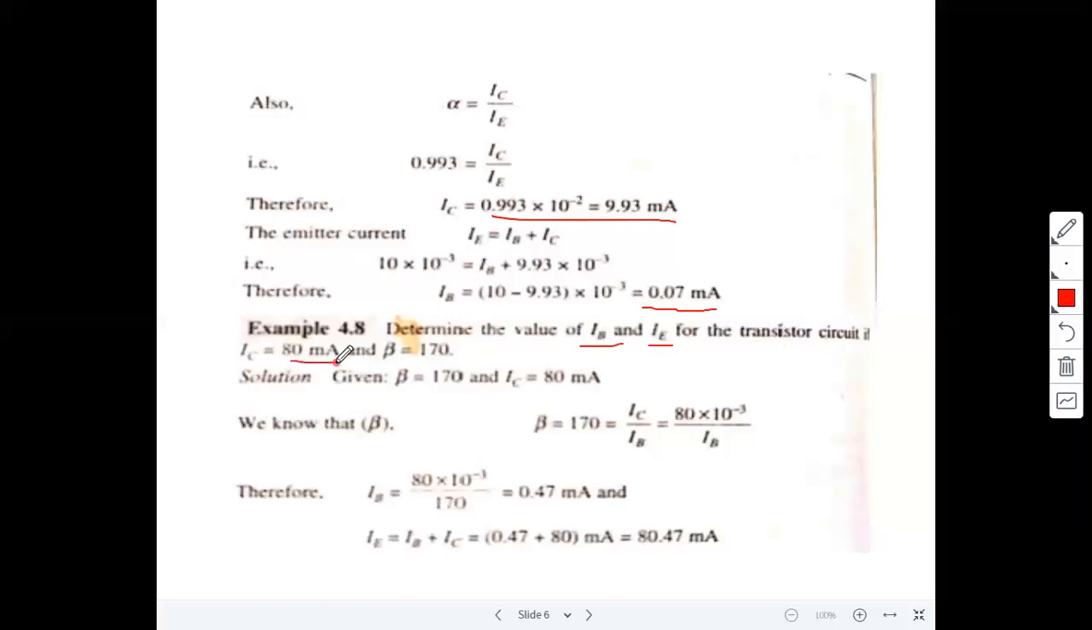Next, another problem: determine the value of IB and IE for the transistor circuit if IC is equal to 80 milliamperes and beta is equal to 170. Here it is almost similar to the previous one, but instead of IE, IC is given. Beta is equal to IC by IB. From that calculate the IB. IB is equal to IC by beta, that is equal to 0.47 milliamperes. Once you know the IB, IE is equal to IB plus IC, that is equal to 80.47 milliamperes.